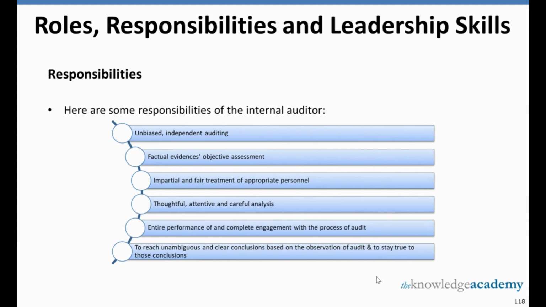Then he should be thoughtful, attentive, and careful in analysis. When he is listening to somebody, he should be very thoughtful and attentive, and he should be very careful while analyzing the document against the statement given by the auditee. Then he should know the entire performance and be completely engaged with the process of audit. And this is an important responsibility the internal auditor should have: to reach unambiguous and clear conclusions based on the observations of the audit, and to stay true to those conclusions.